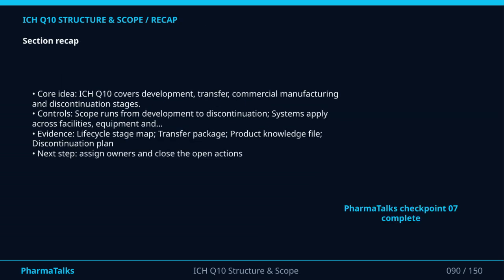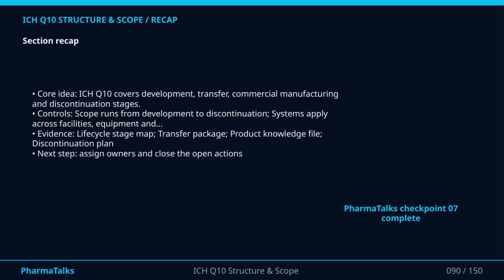Let's recap the key points of ICH-Q10 structure and scope. The core idea here is that ICH-Q10 applies throughout the entire product lifecycle, covering development, transfer, commercial manufacturing, and even the discontinuation stages. This means the controls and systems described aren't limited to just one part of the process, but span across all facilities, equipment, and operational aspects from start to finish.